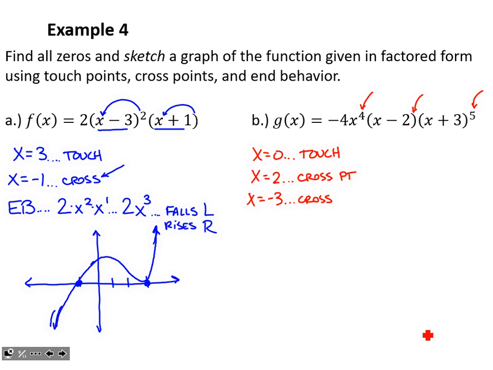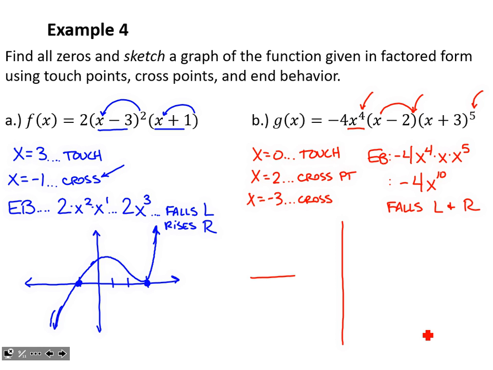For my rules of end behavior, I've got a -4, and then x to the 4th times x to the 1st times x to the 5th. For my end behavior, I'm going to treat this like it's a -4x to the 10th. A negative leading coefficient with an even power, even degree, is going to fall left and right. And that's all the information I need. Ultimately, when I look at this thing all multiplied together, what are the ends going to do? So let's see, at x equals 0, -3, +2, and I know the ends are both going to fall.